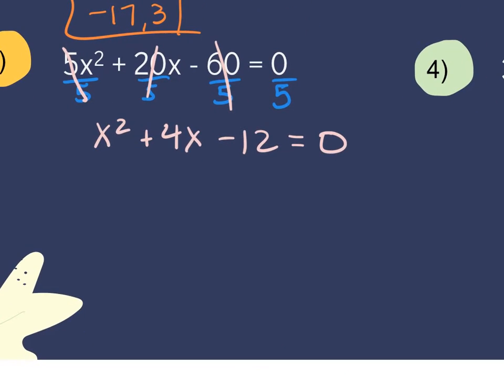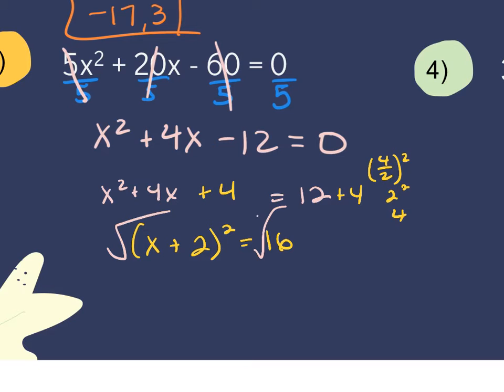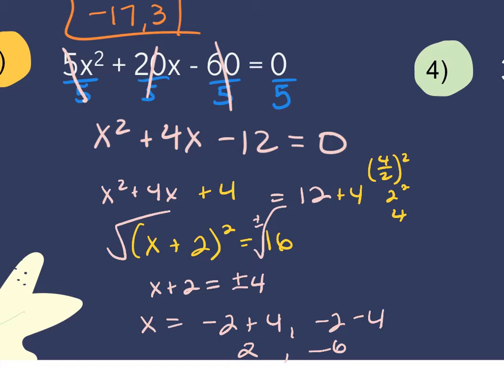So now I'm going to complete the square. X squared plus 4x on the left, 12 on the right. 4 divided by 2 squared is 2 squared, which is 4. Add that here, add that here. Factor the left side. X plus 2 squared equals 16. Square root both sides, putting the plus and minus, and I get x plus 2 equals plus and minus 4. So x equals negative 2 plus 4 and negative 2 minus 4. This is 2. This is negative 6. And those are my answers.